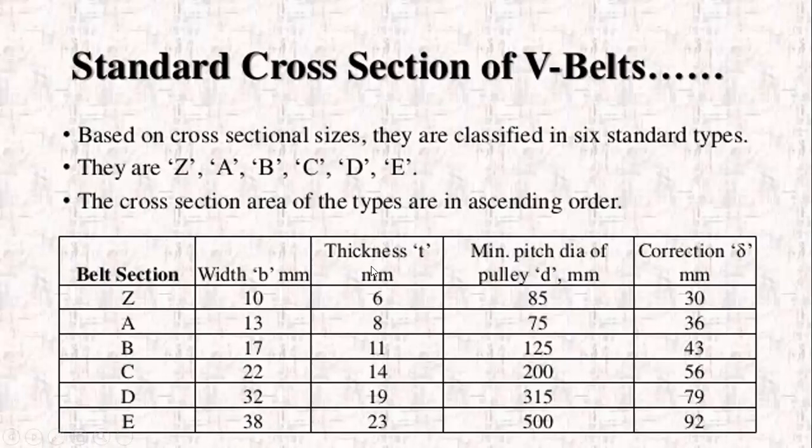Next one is the thickness of the belt drive. Thickness also you can see in ascending order. It is 6 mm in the Z type belt section, and 8 mm for the A belt section, 11 mm in the B type, 14 mm in the C type, and 19 and 23 in the D and E respectively. You can see the minimum pitch diameter of the pulley also. It starts from 85 mm and goes up to 500.